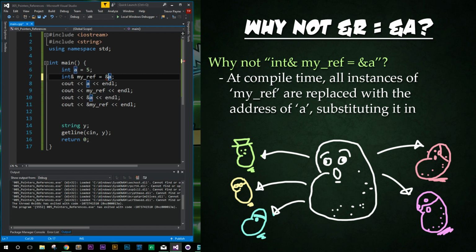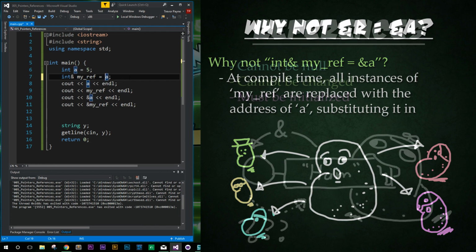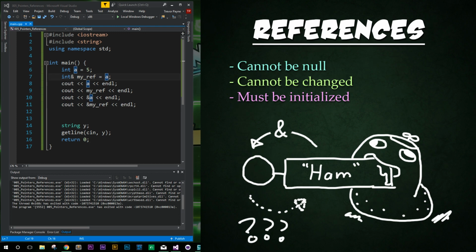Well, that is because what's going on underneath the hood at compile time, when the program actually compiles down, is every instance of my ref is being replaced with the address of a. In other words, it's saying, replace every instance of me with the data at blank. In this case, a. Cool. Some things to remember about references is references cannot be null, they cannot be changed, and they must be initialized.